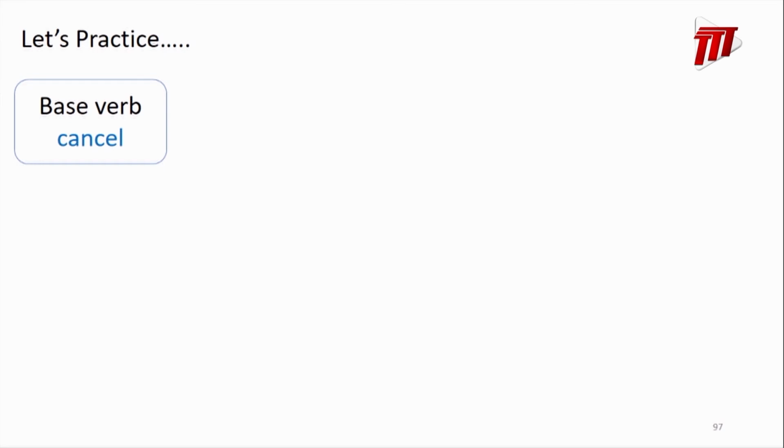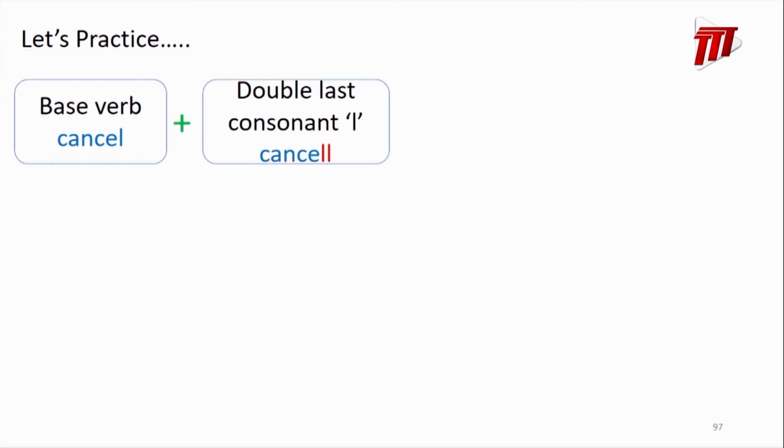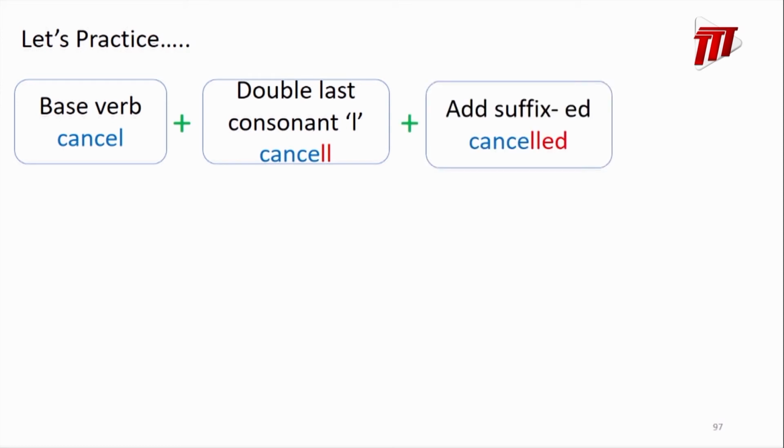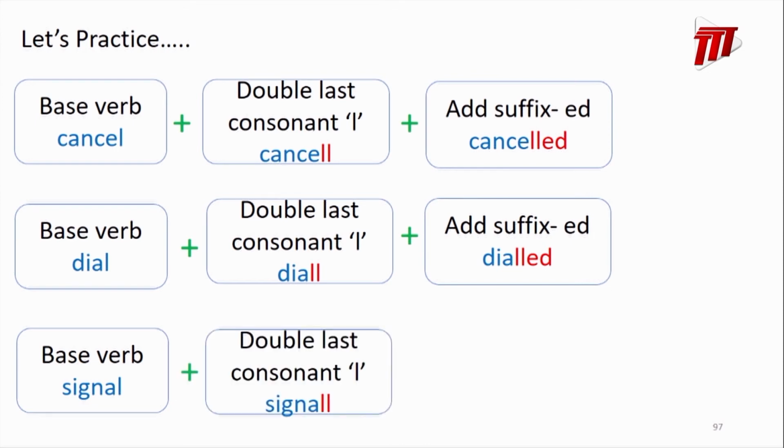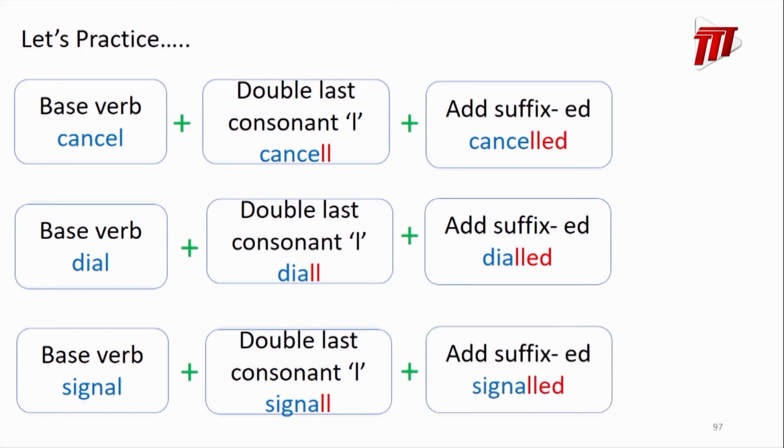If we are adding ed, the base word becomes C-A-N-C-E-L-L plus ed. The base verb dial, we want to form dialed. The base word now becomes D-I-A-L-L, then ed. Signal, the base word forming the past tense now becomes S-I-G-N-A-L-L and then ed.